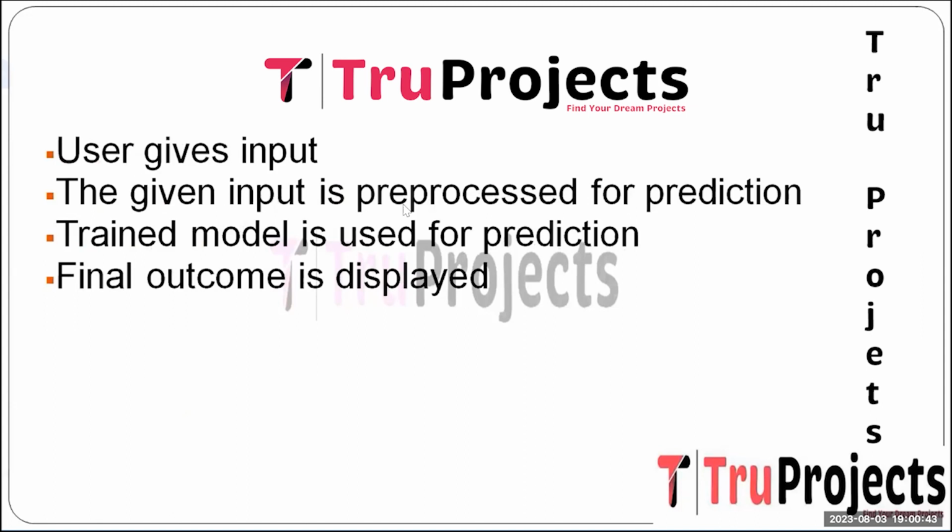And the next one is the given input is pre-processed for prediction. Input data from the user is pre-processed, including cleaning, tokenization and numerical conversion, ensuring compatibility with the trained model. And the next one is that the trained model is used for the prediction. The pre-processed input is fed into the trained machine learning model. The model leverages the LiDA enhanced data to make an accurate prediction based on the provided text input.